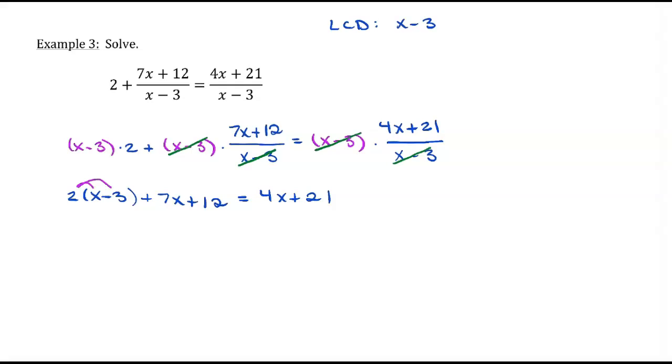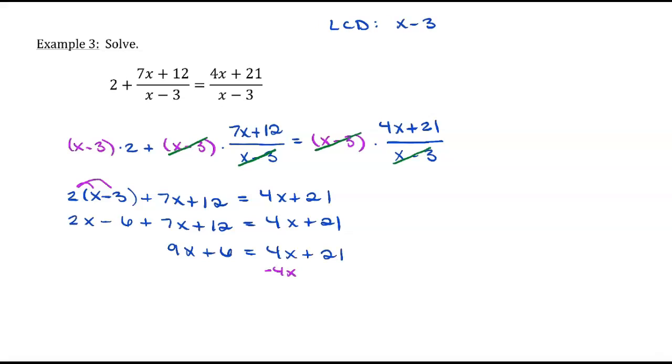Distributing on the left, we have 2 times x, or 2x, plus 2 times negative 3, or negative 6. Combining like terms on the left, we can simplify this equation to 9x plus 6 equals 4x plus 21.